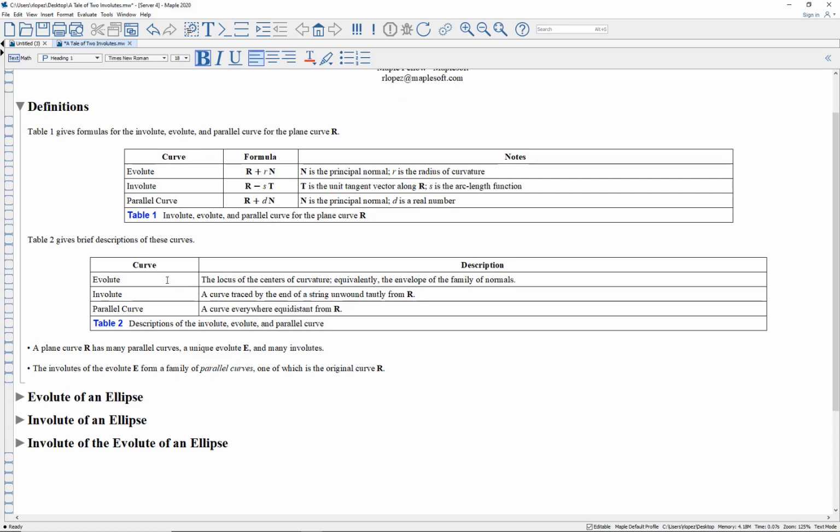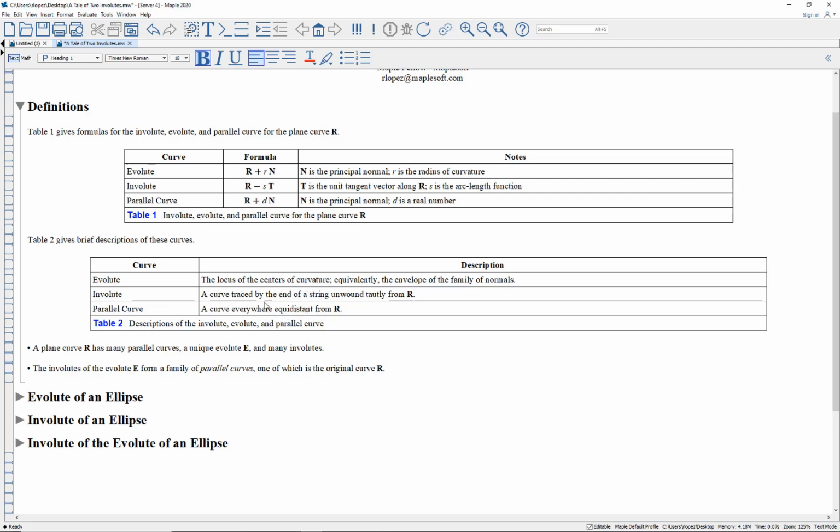Now, some geometric insight. Evolute. There are two different ways of defining or describing or obtaining the evolute: the locus of the centers of curvature, or the envelope of a family of normals. Involute. The curve traced by the end of a string unwound tautly from the curve. Parallel curve. A curve everywhere equidistant from r.